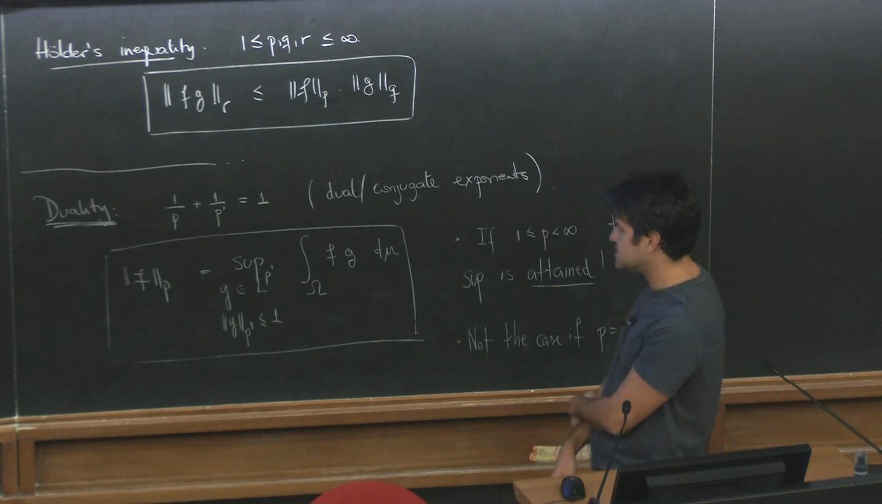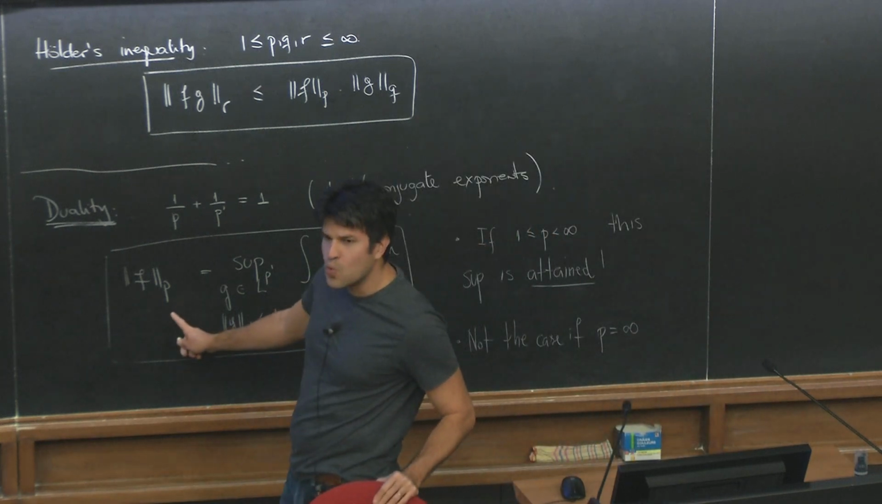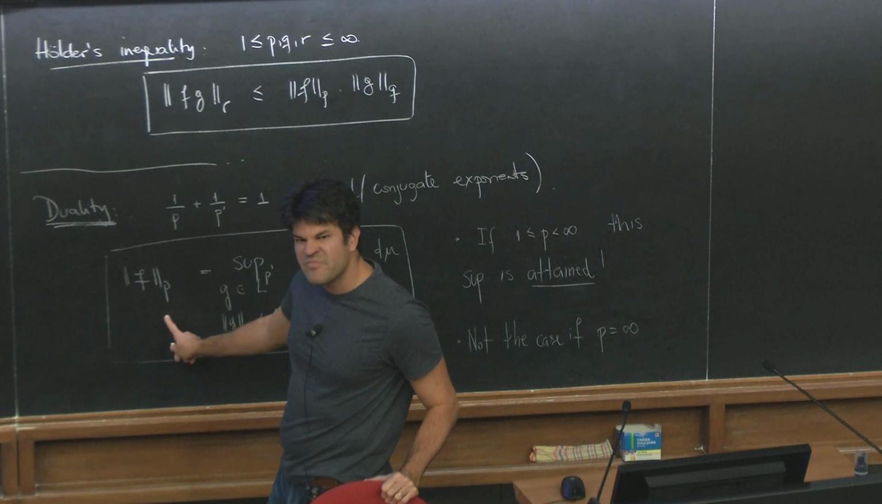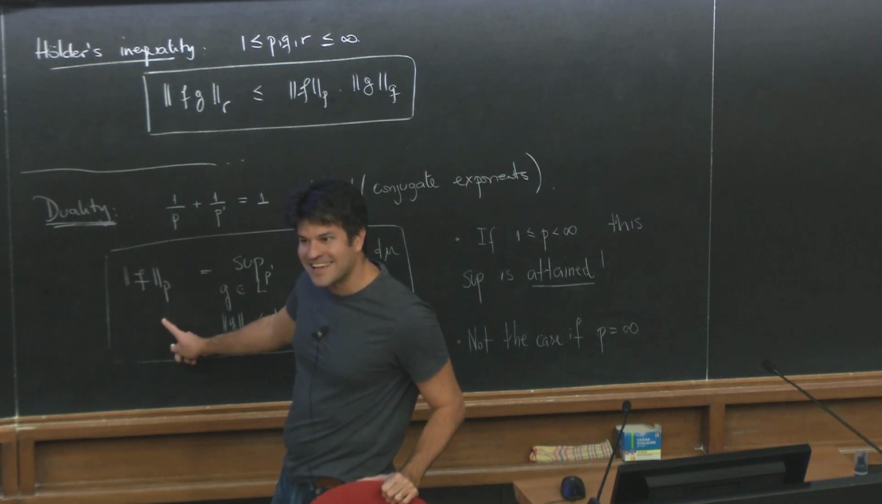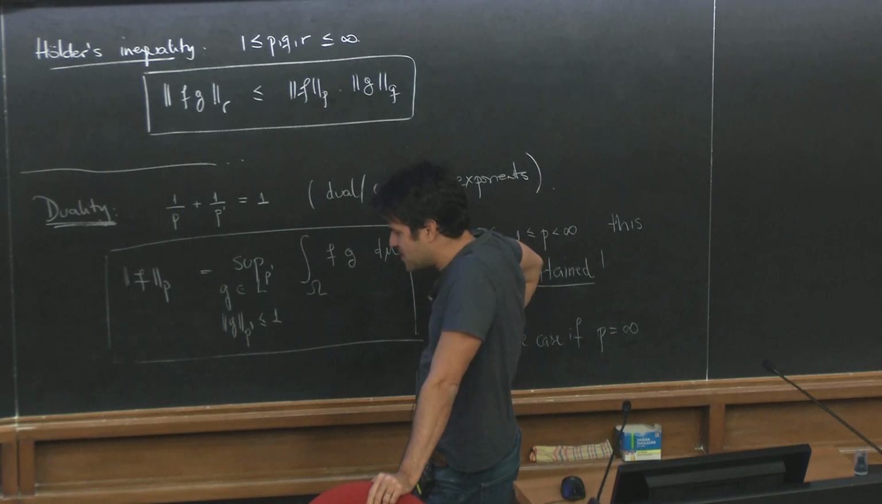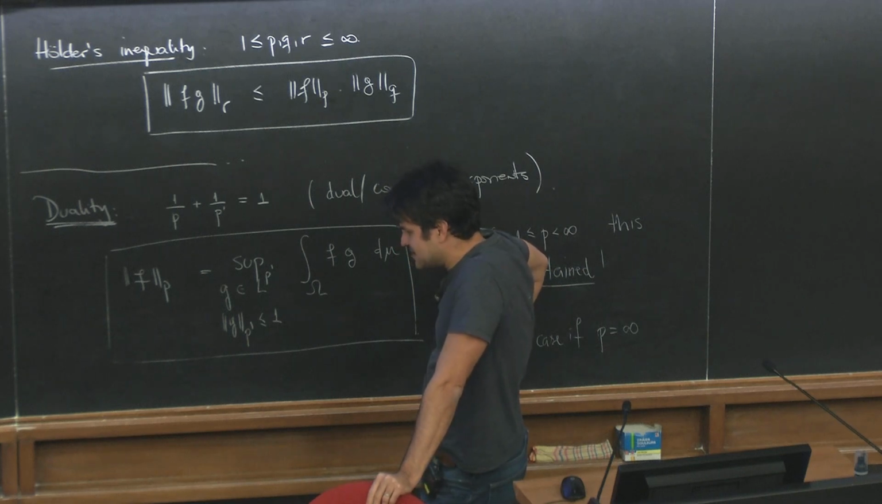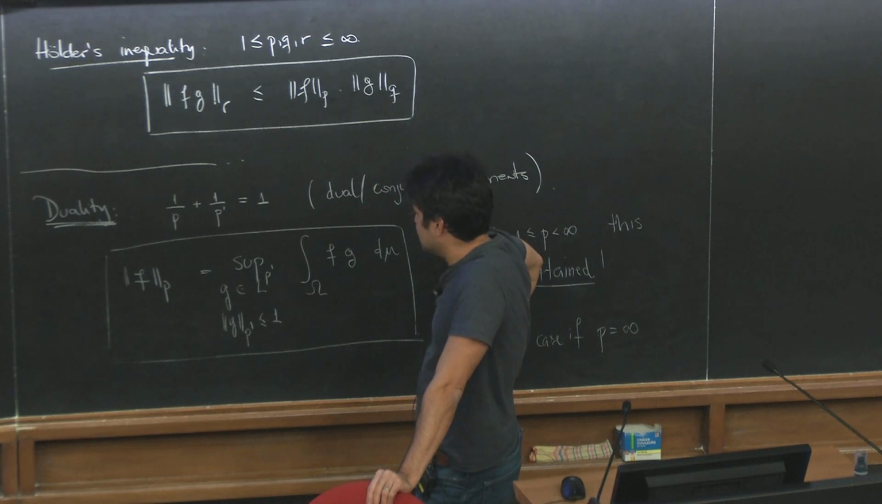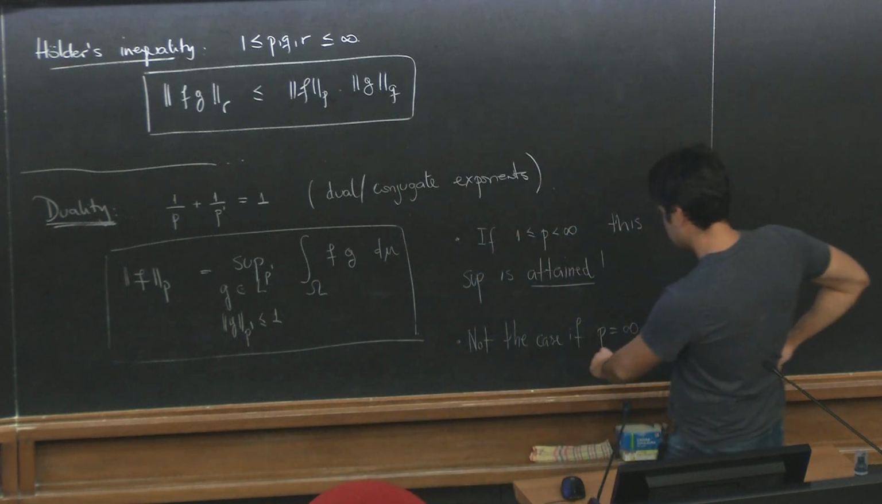Sup in LP prime. So let's think about what happens if p is equal to 1. G should be essentially bounded, right? But can you actually construct an essentially bounded function such that the integral of fg is equal to the L1 norm of f? G is just the signum of f. You're right. Okay, so then I might be okay.